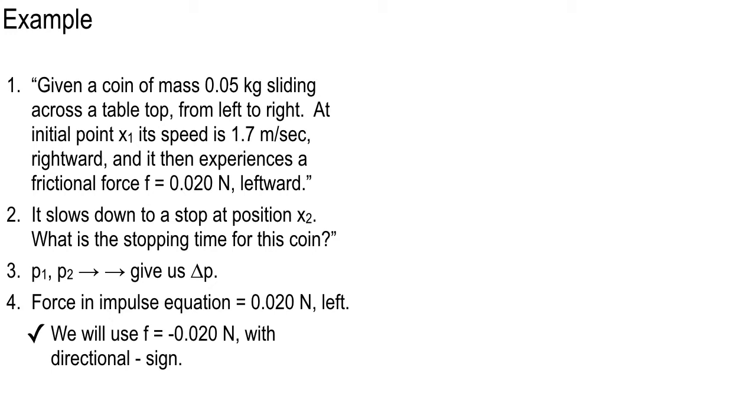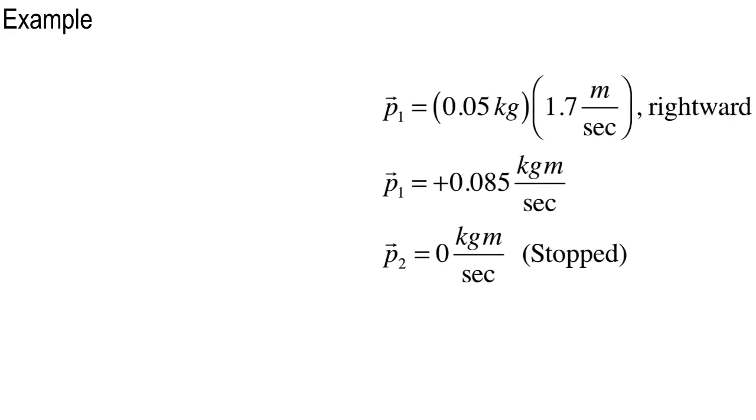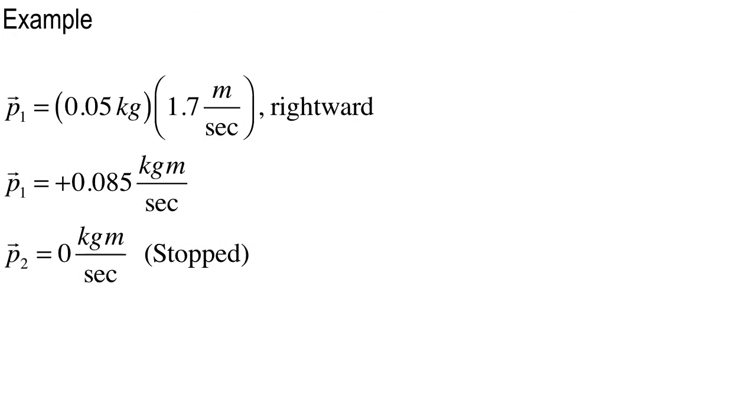Let's start putting it together. So we want to get P1 and P2 and we get delta P. And then we use that negative 0.020 newtons on the other side of the impulse equation. And then we'll be able to figure out delta T, the stopping time.